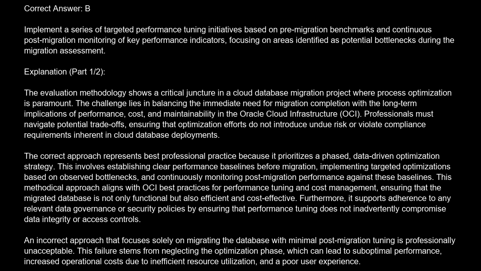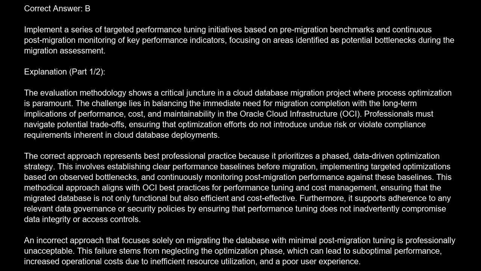This involves establishing clear performance baselines before migration, implementing targeted optimizations based on observed bottlenecks, and continuously monitoring post-migration performance against these baselines. This methodical approach aligns with OCI best practices for performance tuning and cost management, ensuring that the migrated database is not only functional but also efficient and cost-effective.